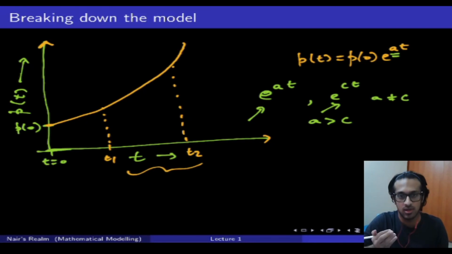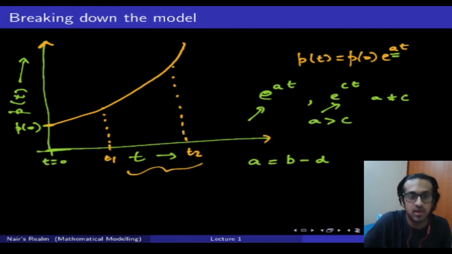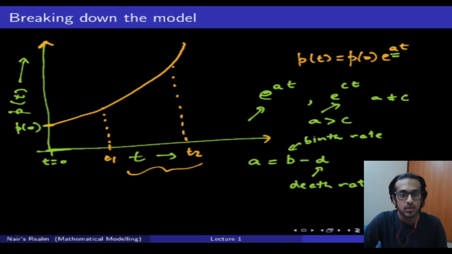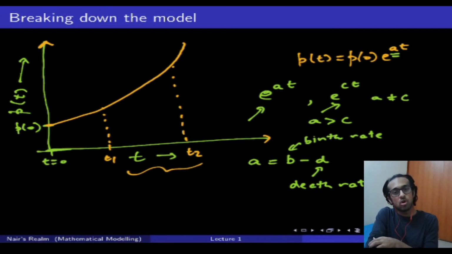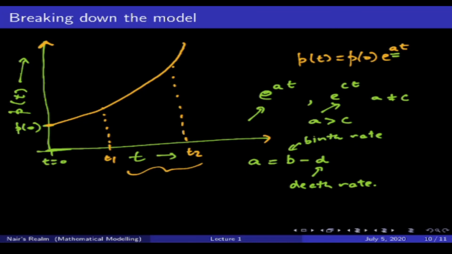Now, in some other literature, especially in more recent times, this constant A has been defined as the difference of birth rate and death rate. So I use B for birth rate, and I use D for death rate. So in more modern literature, this is the way in which this constant has been defined.